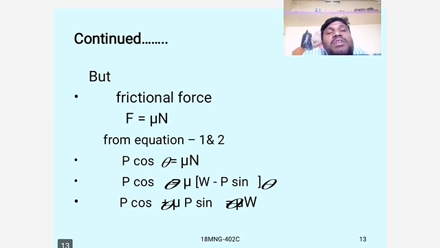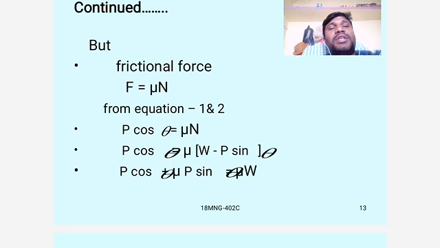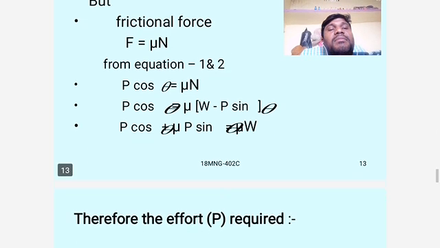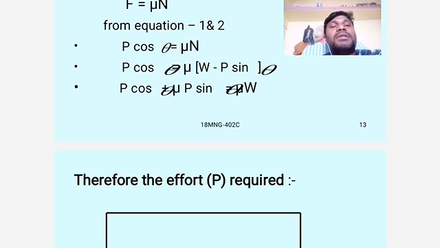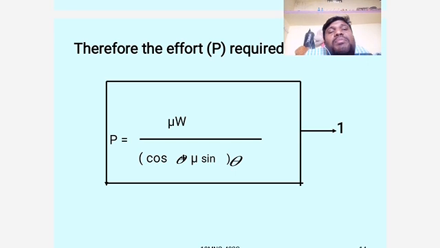But frictional force F is equal to mu N, already. From equation 1 and 2, P cos theta is equal to mu N. P cos theta is equal to mu into W minus P sin theta. P cos theta plus mu P sin theta is equal to mu W. Therefore, the effort P is equal to mu W divided by cos theta plus mu sin theta.